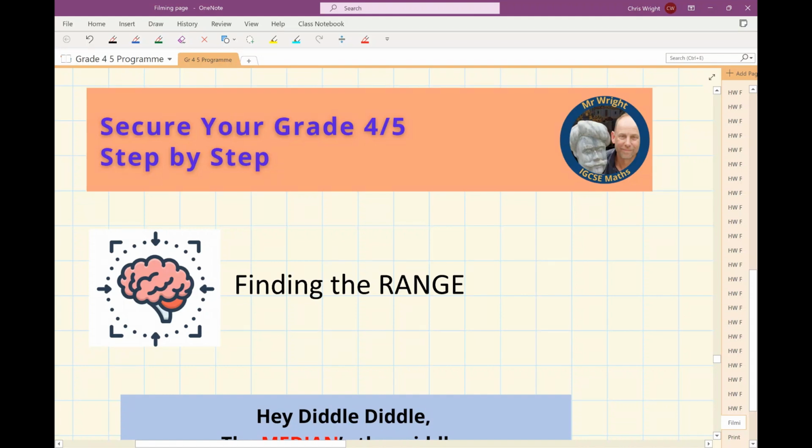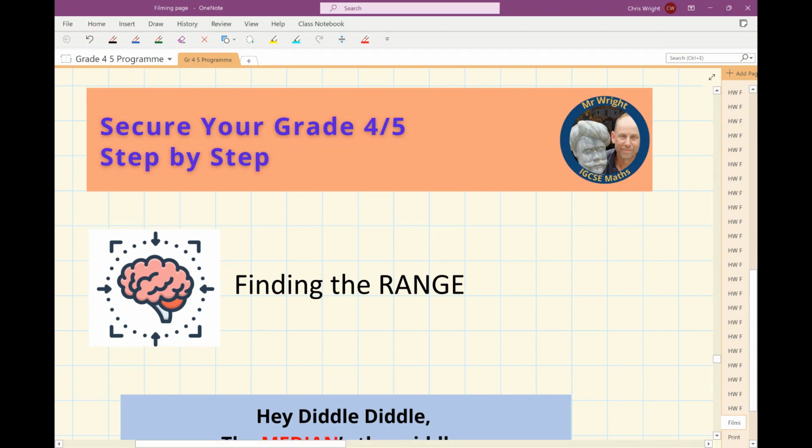Right here, and in this film we're going to understand how to find the range of a list of numbers. Now the range gives you an idea of how spread out the numbers are. But nonetheless, people still think, am I finding the range, or is it the mean, or is it the median, or is it the mode? And it's easy to get muddled between those different things.